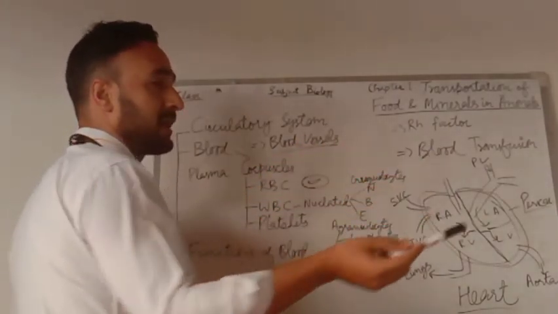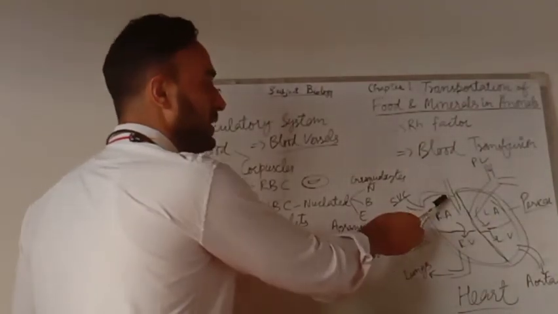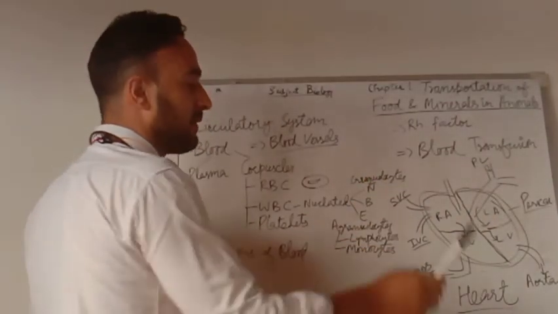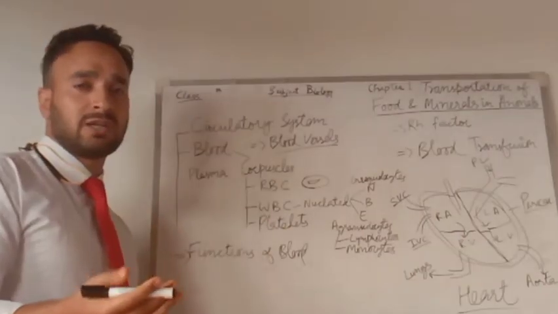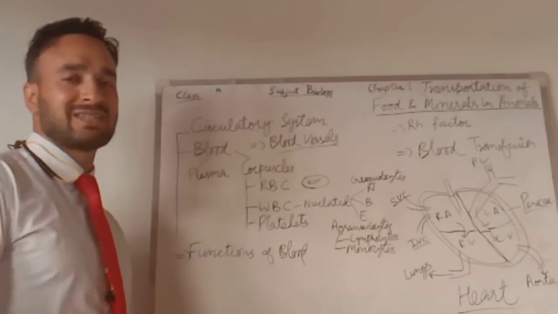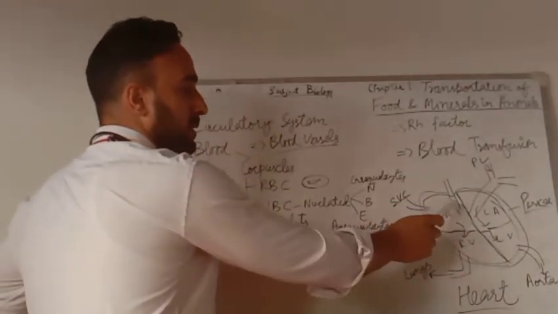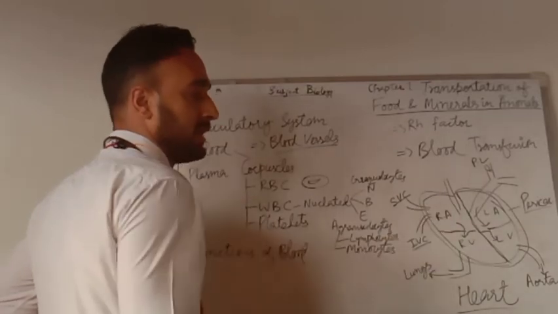So the superior vena cava carries deoxygenated blood from the superior body parts to the right auricle, and the inferior vena cava carries deoxygenated blood from the lower body parts, that's lungs, abdomen, to the right auricle, and from the right auricle the blood passes to the right ventricle.